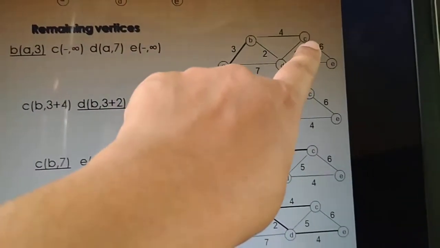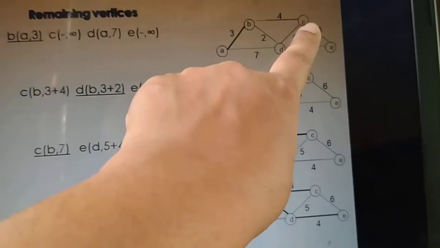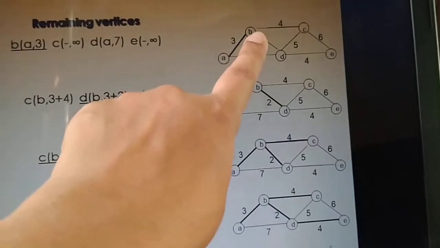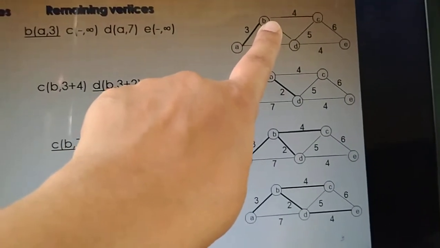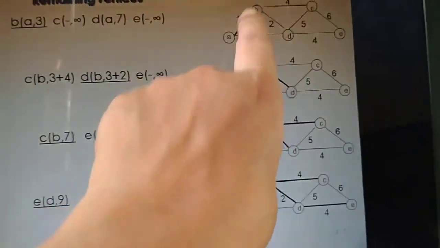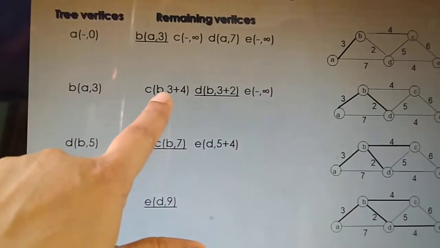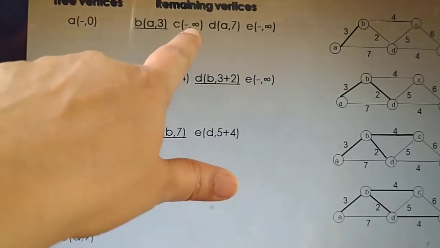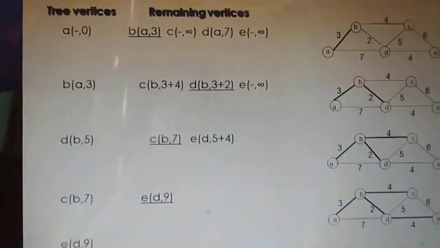Now through B, I can find the distance to C. Initially A to C was infinity, but through B, which is the recent U, I can reduce the distance from A to C to 7. That is 3 plus 4. Initially the distance to C was infinity, now I am reducing it to 3 plus 4, that is 7.